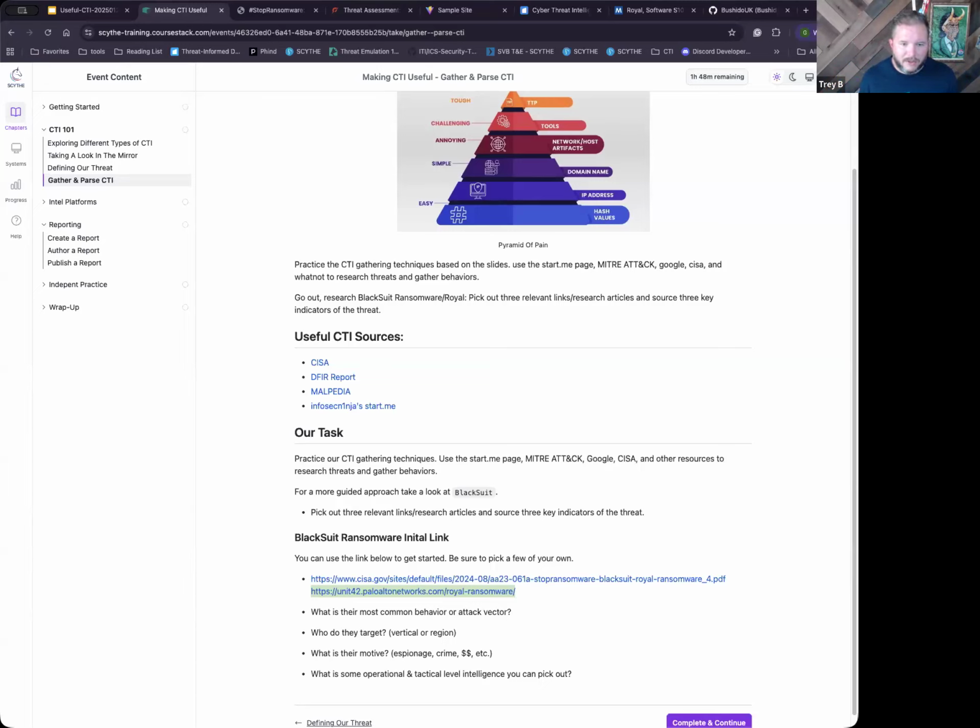But who have they targeted historically? Was anybody able to determine if there's a trend to the victims of Black Suit or Royal? Is there a specific vector, or not vector, industry, a specific region, anything like that?